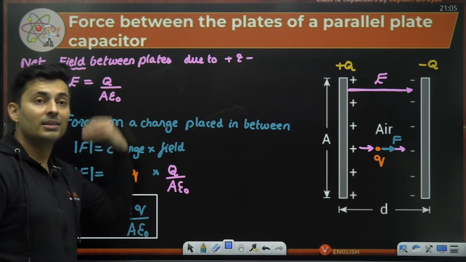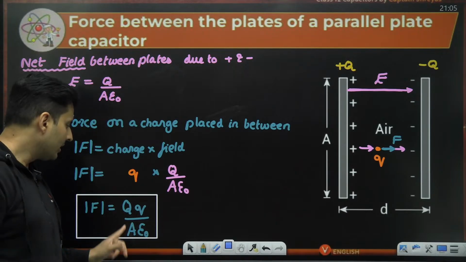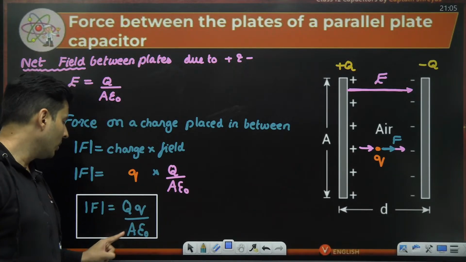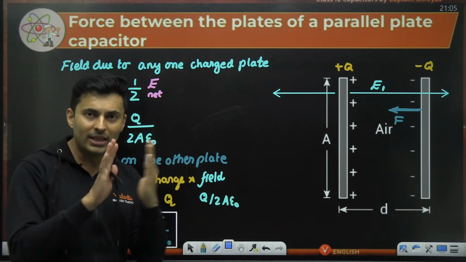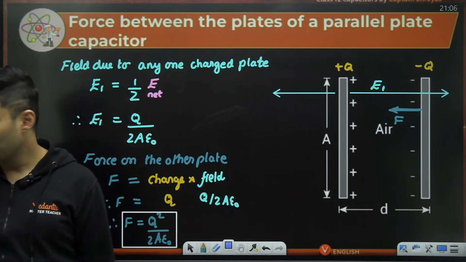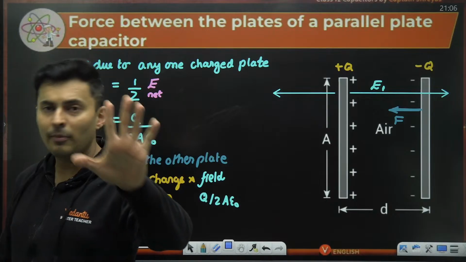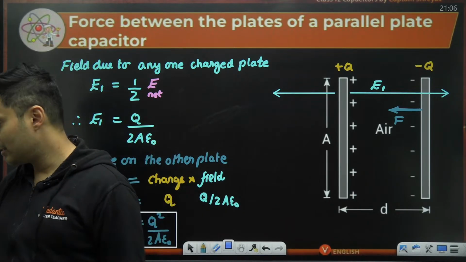But force on a third charge will be Q by A epsilon naught. There is no Q square, and there is no 2 over here. But when it comes to the force between the plates, there is that number 2 and there is that square also. That's one big dramatic difference which every student can misunderstand.